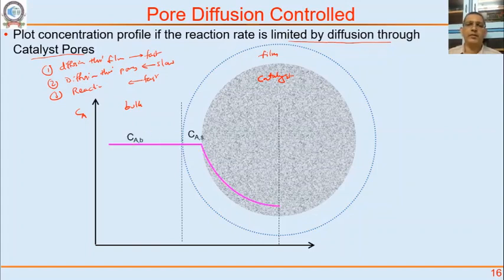This is how it will look like. There's no mass transfer resistance in the film. So whatever is the bulk concentration, same concentration will be there at the surface. And it diffuses and reacts. It is reacting very, very fast. So Ca would be practically zero here, if you like, at the center.